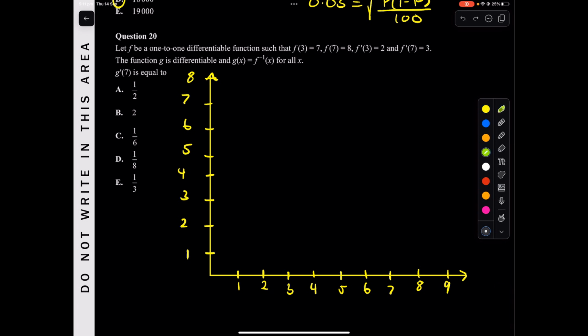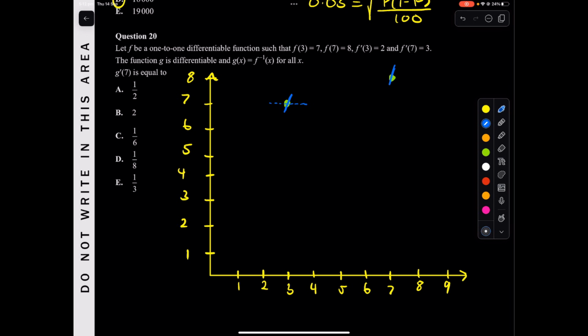We have 2 points for f. When it's 3, it's 7, so right over here. And when it's 7, it's 8. We also know the gradients, because at f on 3, the gradient is 2. If the gradient was 1, it would be 45 degrees, so it must be greater than 45 degrees. It looks like this. And we know at 7, it's steeper than the original, so it's something like this. It's much steeper.